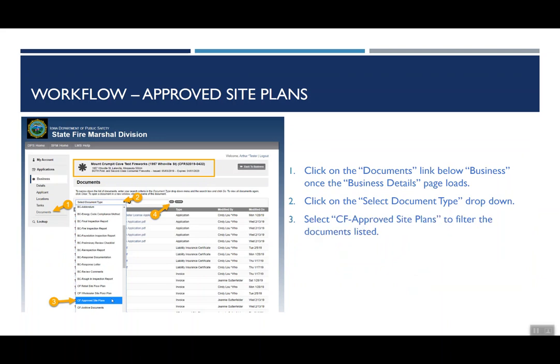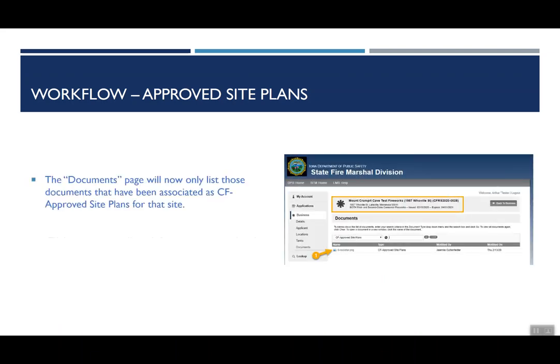Once that vendor's business information has loaded, click on the Documents link in the left-hand navigation pane below the business link. To filter out all other documents, click on the Select Document Type drop-down box, scroll down and find CF Approved Site Plans and select it, then click the small Go button to the right of the search box. The Documents page will now only list the approved site plans that have been associated with this site. There should only be one document listed, so if you see more than one document or no documents listed, please let us know.